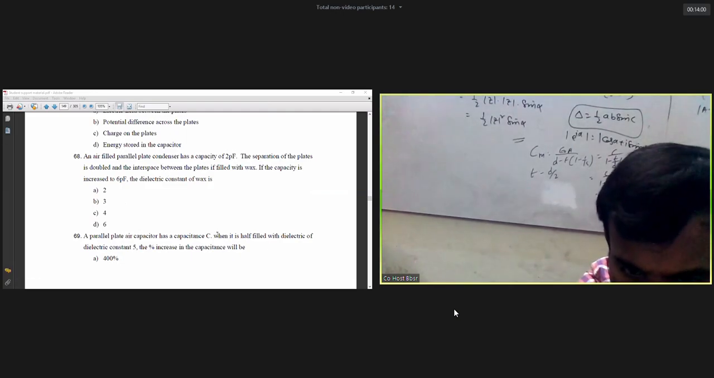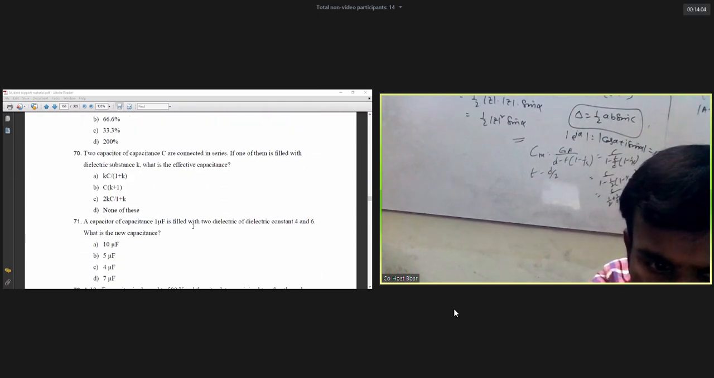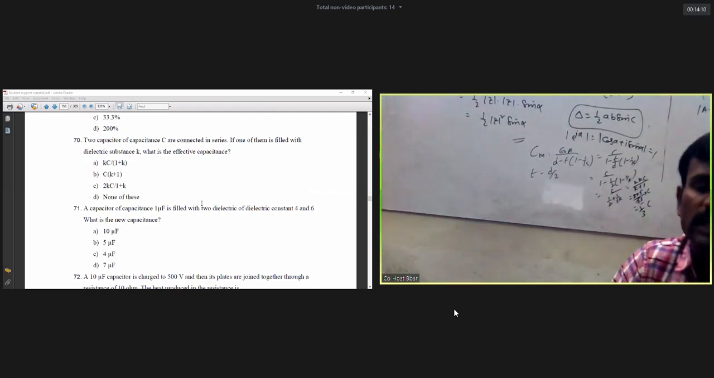Very good, Pritam. Akash, correct. Finally, C is 5 by 3. So percentage is 5 by 3 minus 1 upon C into 100, 2 by 3, 66.6, option 70.